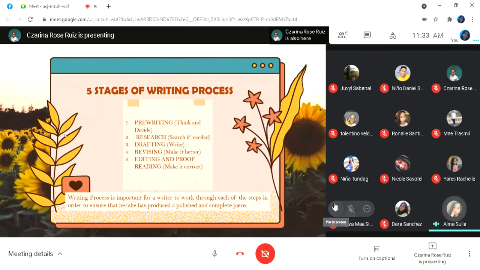So there are 5 stages of writing process. So the first stage is the pre-writing or think and decide. So in pre-writing, we should make sure that we understand the assignment that is assigned to us, decide on a topic to write about, consider who will read your work, brainstorm ideas about the subject.